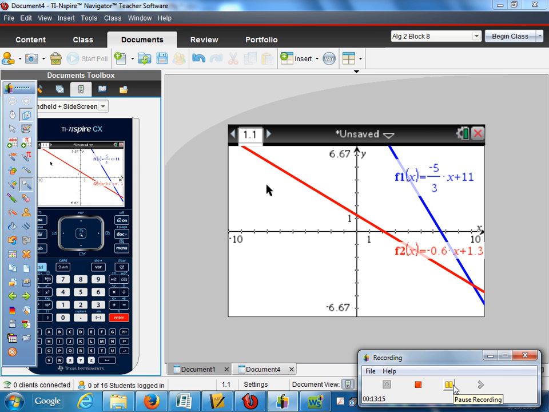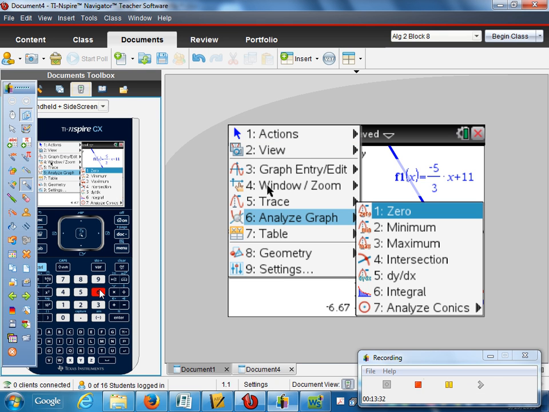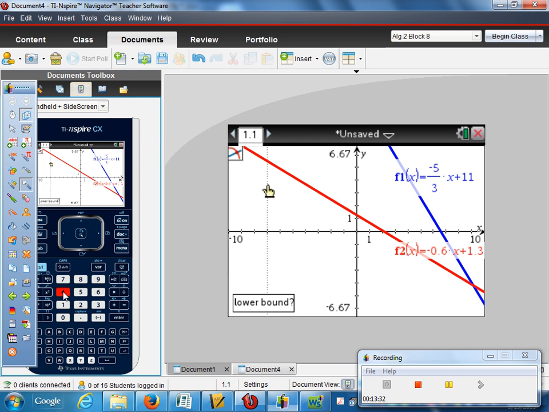You guys already know how to intersect. Where do we intersect? Menu, Analyze Graph, Intersection, number 4. Okay, what did lower bound mean? Find a point to the left. I am way, way to the left, so I'm going to move over closer to the intersection point. And once I get close, you need to hit enter to say, start the left edge right here. Because then notice it changes to upper bound. That means go find a point on the right side of the intersection. So I'm moving to the right.